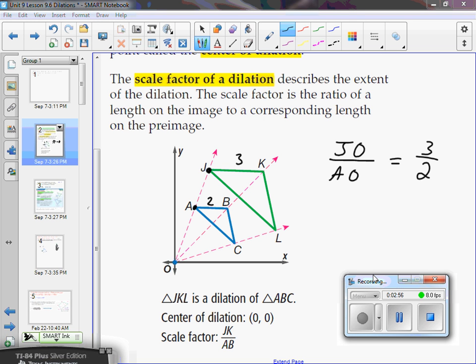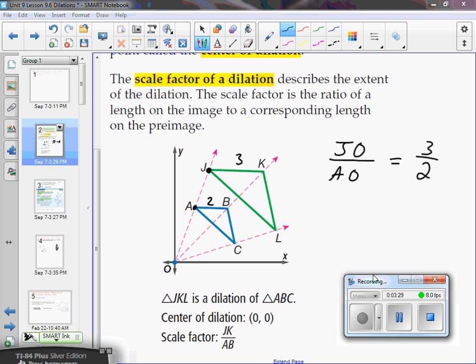So if the scale factor is 3 to 2, then the ratio of the distance from J to the center of dilation to the distance from A to the center of dilation is also 3 to 2. Okay? So the scale factor tells us two things now. It tells us the ratio of pairs of corresponding sides, just like it always has, and now it also tells us the ratio of the distances of corresponding points from the center of dilation.